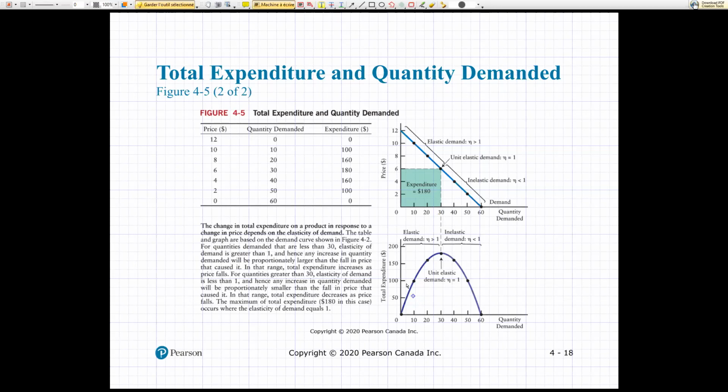To see it really, if you don't know all the math, then just compute: okay, price is 12, quantity demanded is 0, so expenditure is 0. Then price is 10, quantity demanded is 10, so 100, and you can really see that you get the maximum, 180, here. And that's going to be a point where you have unit elasticity.